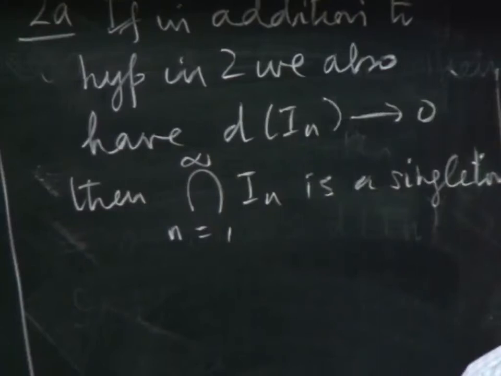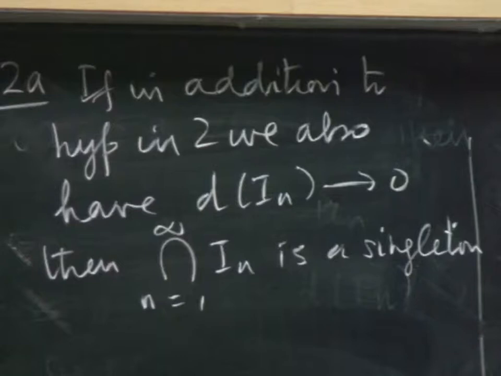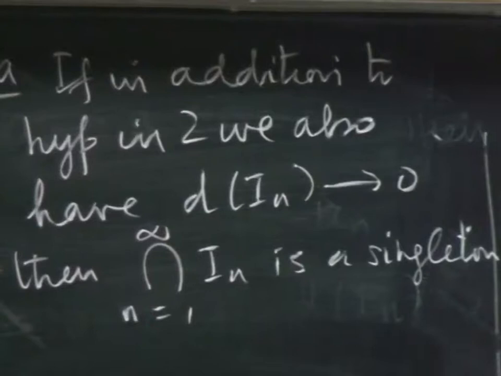Which is not true if the closeness is not there. If we take open intervals, they may be shrinking. Remember the example I gave you: (0,1), (0,1/2), (0,1/3). Here the diameters are going down to 0. They are shrinking, but the intersection is empty. So the fact that closedness was there, the closed interval, seemed to play a very crucial role in that.